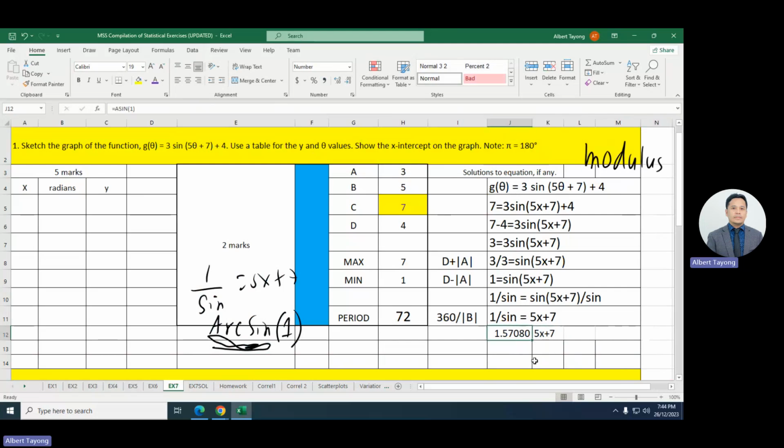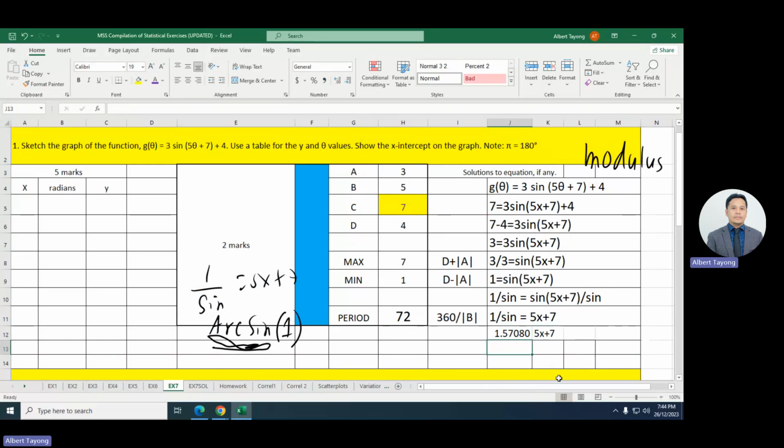Okay, again, how to find the answer of 1 over sine? 1 over sine is arc sine. Arc sine of what? 1. Because we have 1 here. This is 2, change to 2. Equals 5x plus 7.